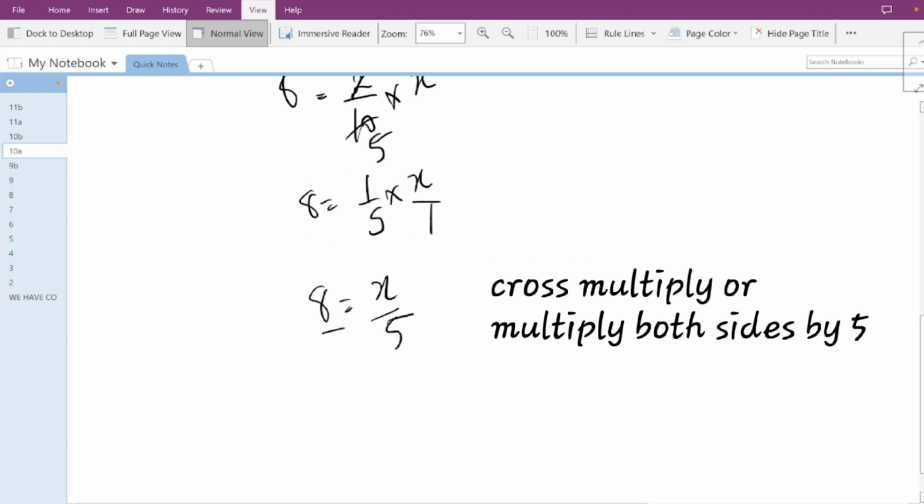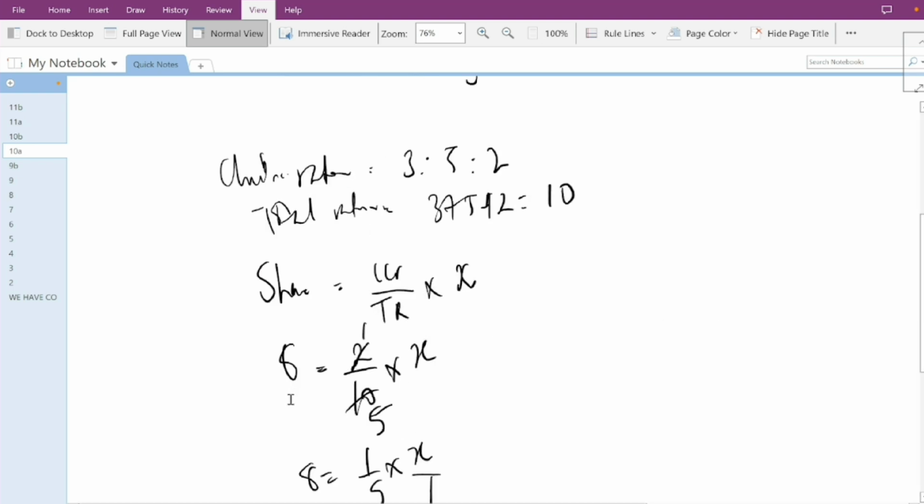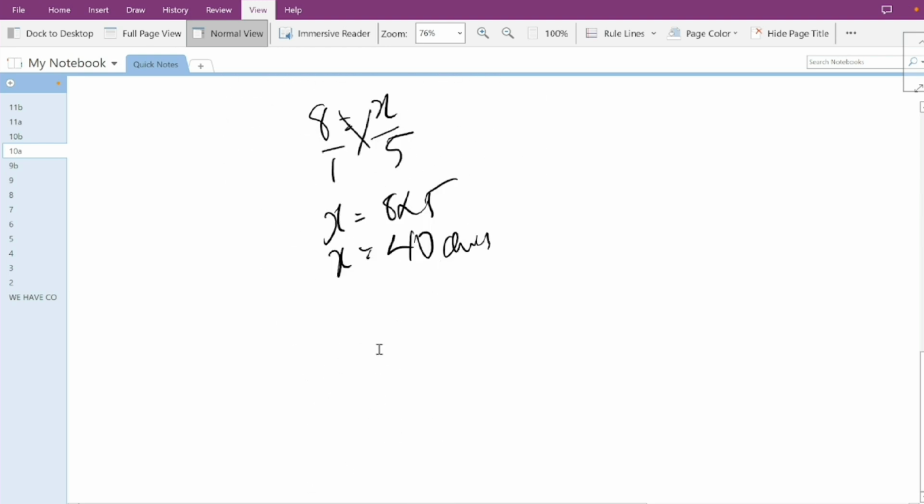We can make this 8 over 1, then we'll cross multiply. We have first x times 1, which is x, equals 8 times 5. x is equal to 8 times 5, that's 40 acres. Now we use the share of the least child to get the total portion of land the children received, or were to share, which is 40 acres.